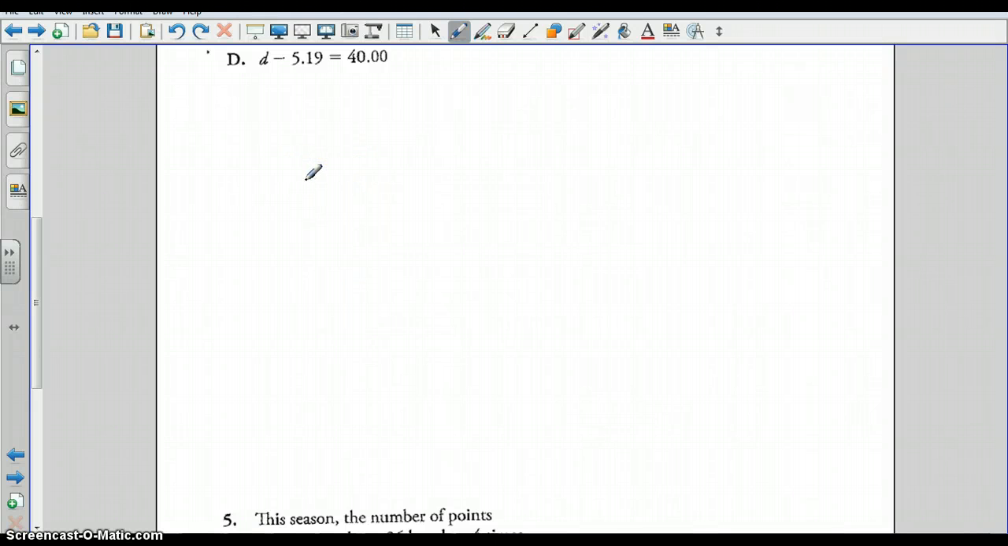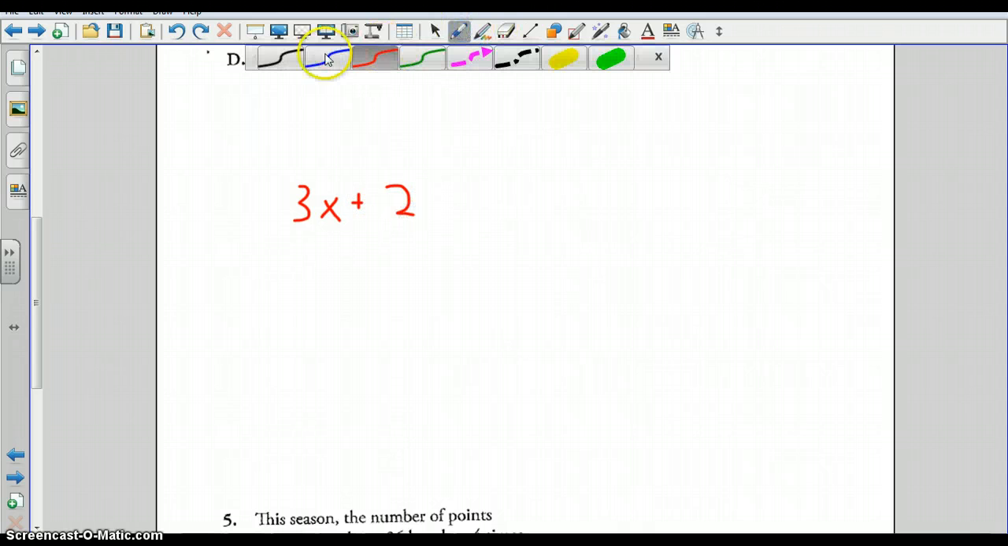So here's a two-step equation. We're not even going to solve this. I just want to talk about it. 3x plus 2. So 3x plus 2.